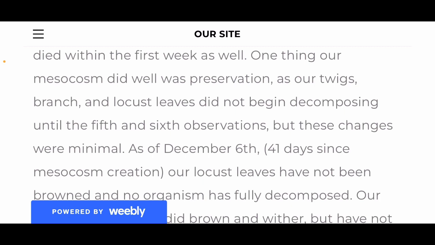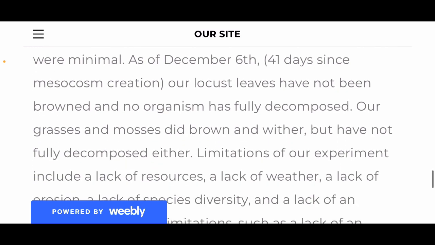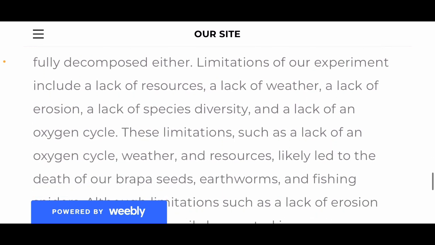But one thing our mesocosm did well was preservation. Our twigs, branch, and locust leaves were perfectly intact. There was no color changing or anything, but they did become decomposing and browning after the 5th and 6th observations. And then, as of yesterday, our locust leaves have not browned, and no organism has fully decomposed. Everything's there, dead but not decomposed. Well, not fully decomposed.